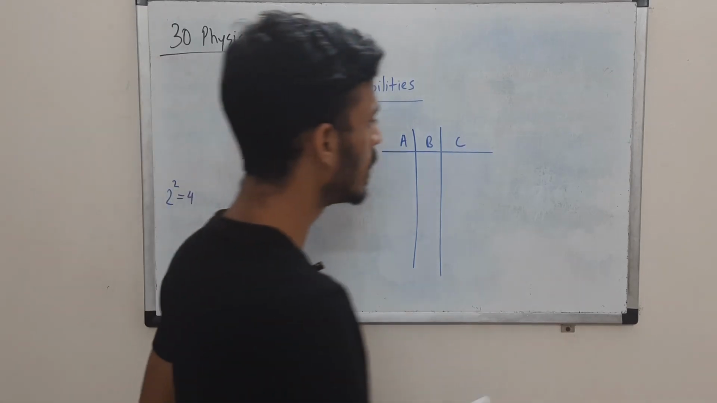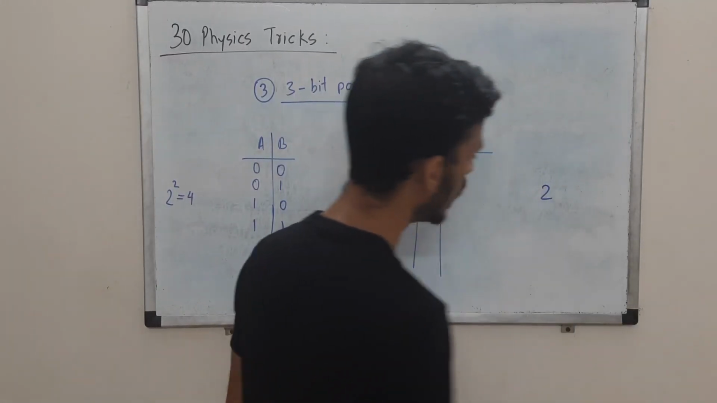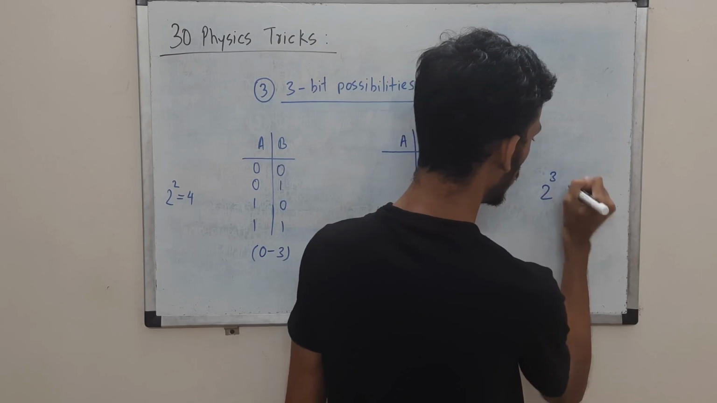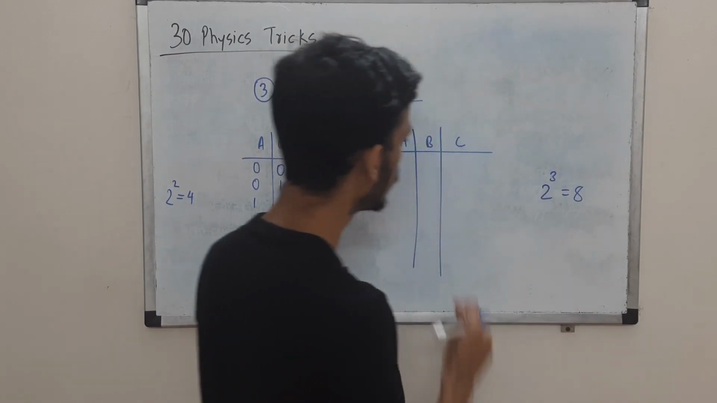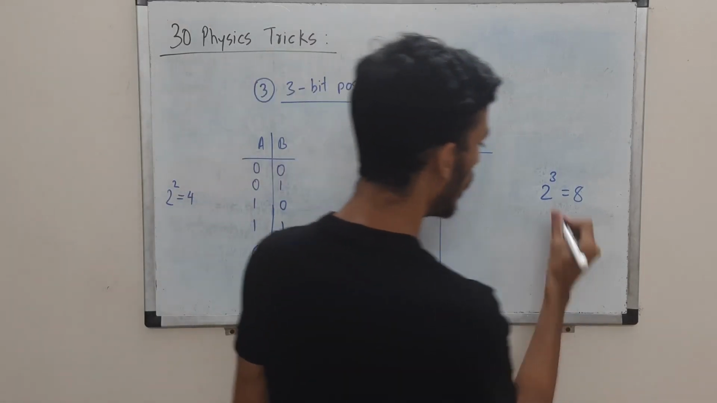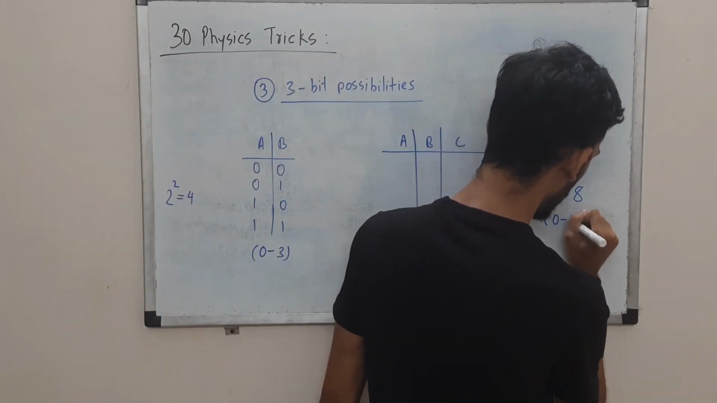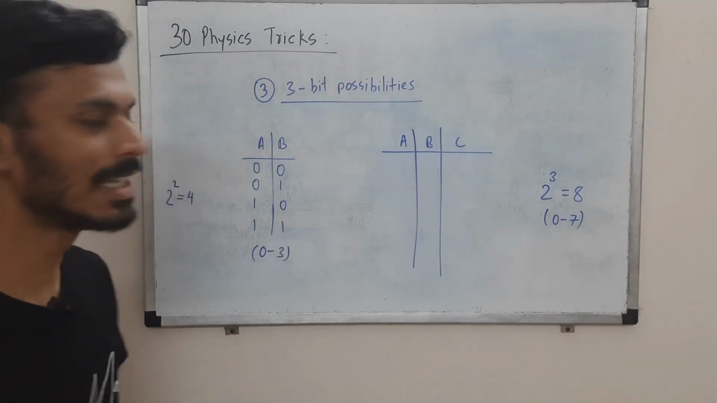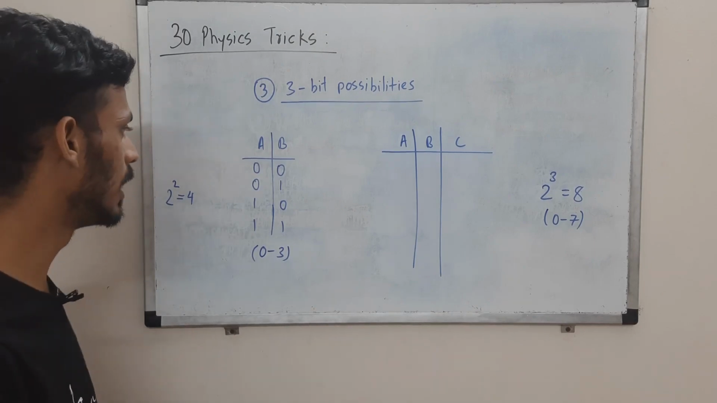Similarly, for 3 bits, what will be the number of possible combinations? It is 2 raised to 3, which is 8. So 3 bits, 2 raised to 3, 8 possible combinations, or you'll obtain binary numbers from 0 to 7. Now how do you write this in order? How do you write all the possibilities?